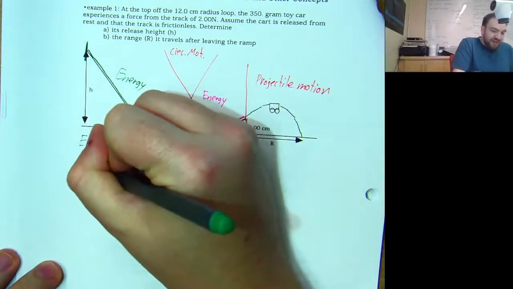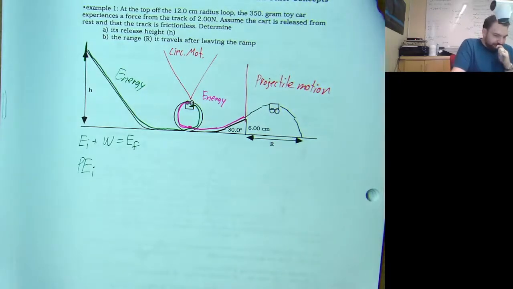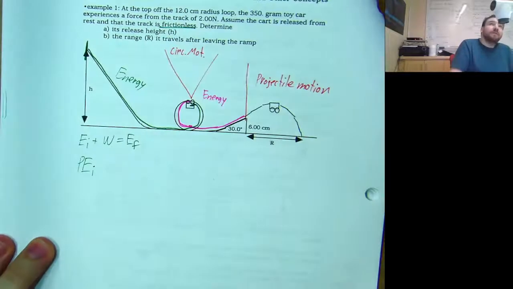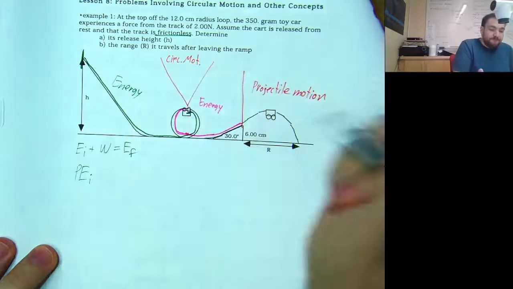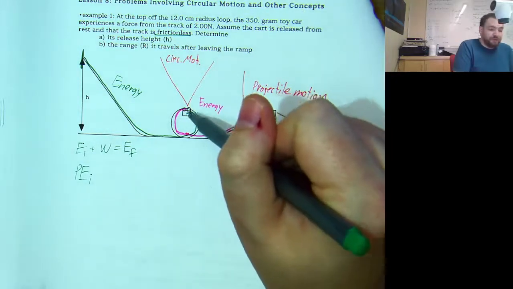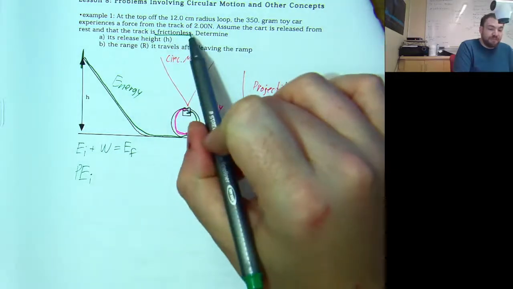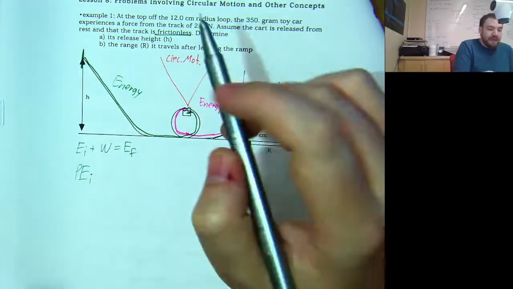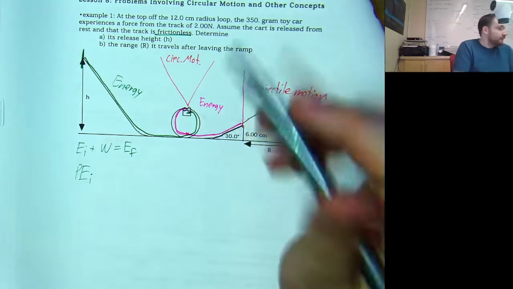Is there any mention of friction? There is mention. It says frictionless. But isn't there still that 2 newtons force though? Frictionless, and that's the circular motion problem. Oh. That 2 newtons is the normal force at the top of the track. Oh. Frictionless means what? No work.